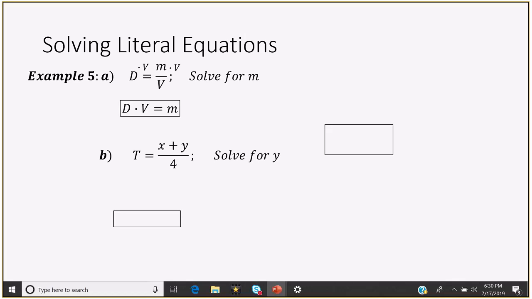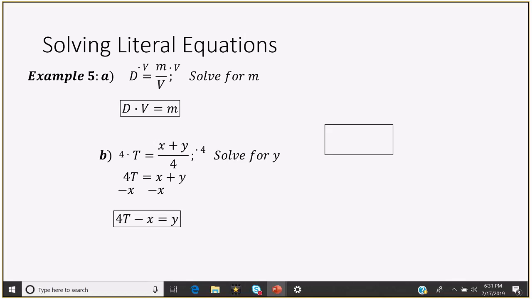A little bit more difficult of a question here. I have t is equal to x plus y over 4, solve for y. Okay, well, to get y by itself, I'm going to have to move the 4 over first, so I'm going to multiply both sides by 4. I'll get 4t is equal to x plus y. And now I'm trying to solve for y, so I subtract x from both sides.